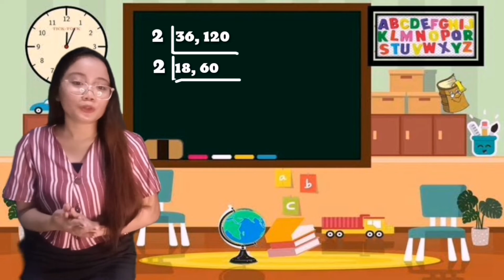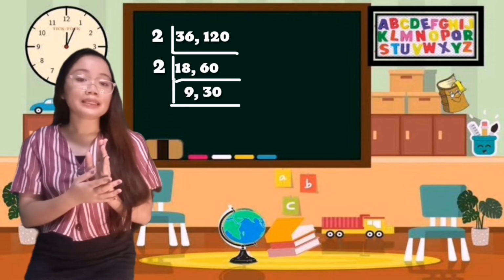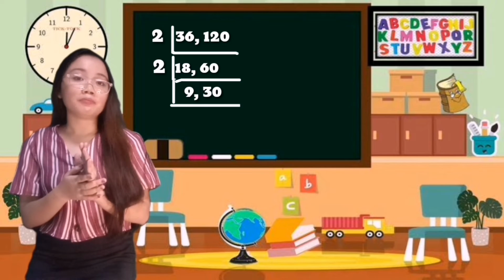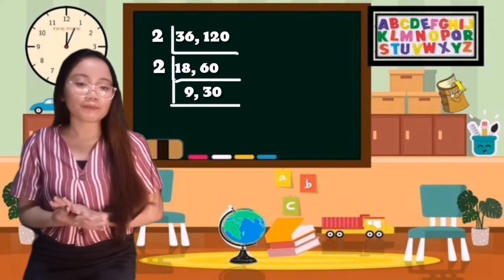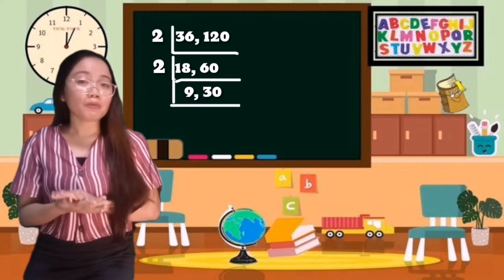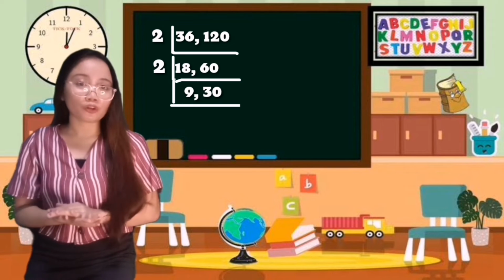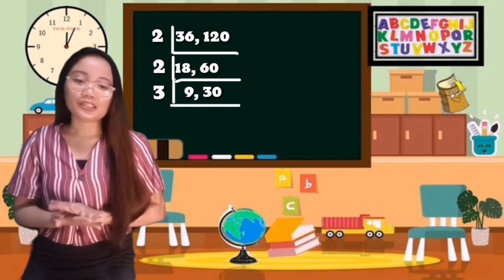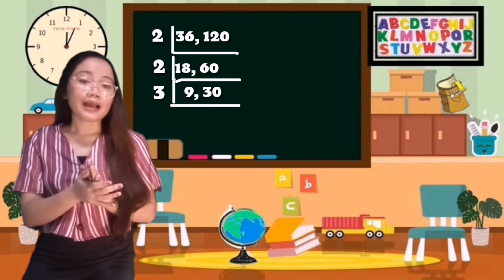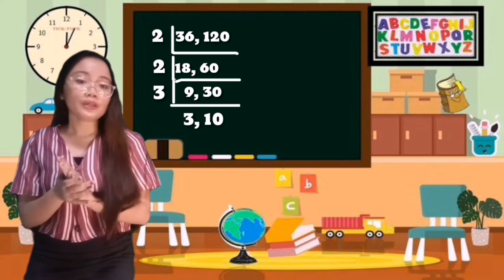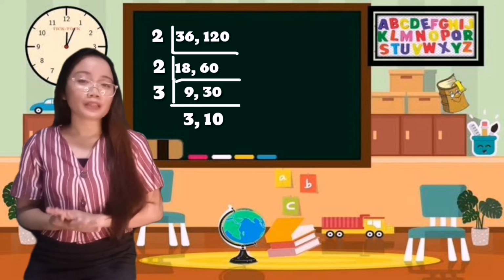Yes, it is still 2. 18 divided by 2 is equal to 9, and 60 divided by 2 is equal to 30. How about the prime number that is divisible by 9 and 30? Yes, it is 3. 9 divided by 3 equals 3, and 30 divided by 3 is equal to 10.